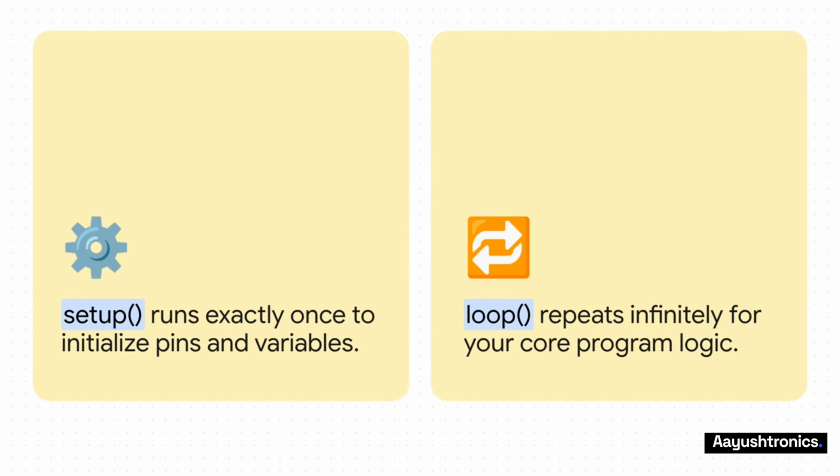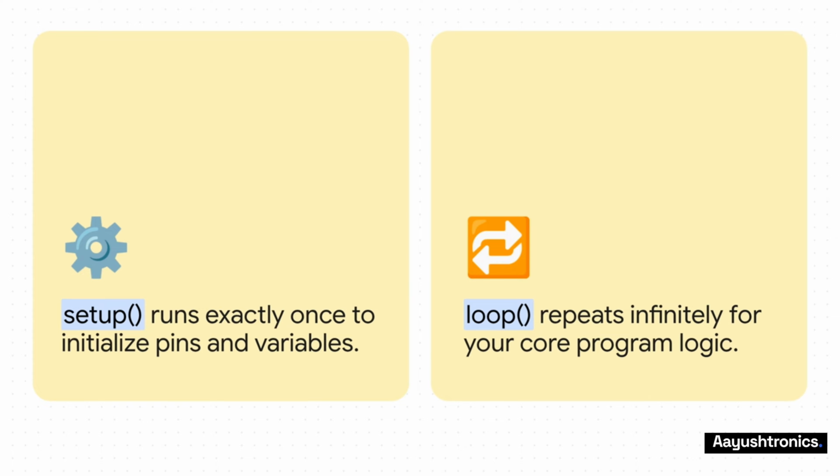The second the program counter hits that 0 address, your code takes over, and it's strictly divided into 2 mandatory functions. First up, this setup function. This executes exactly 1 time. This is where you configure the environment, like telling the board which pins are outputs or firing up a serial communication channel. Once setup finishes, control flows directly into the loop function.